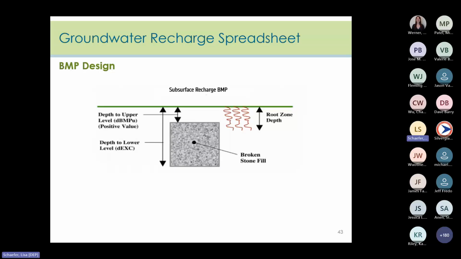Lastly, we have situations where the BMP is underground, like the storage bed in a pervious pavement system or an underground infiltration basin. dBMPU is from the top of the gravel layer where the runoff is stored to the top of the ground level, and the value is positive. If the maximum water level in the gravel storage bed is not all the way up to the top of the gravel storage bed, then dBMPU will be measured from the maximum water level to the ground level. The DEXC will be the distance from the bottom of the gravel storage bed up to the ground level.